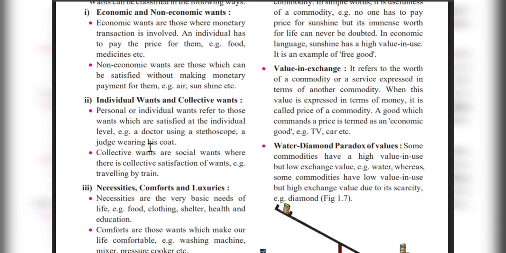Next, we have individual wants and collective wants. Individual wants mean personal wants, for example buying shoes for self-use. And collective wants are wants of society, a group of people, for example roads, railways, hospitals, buses, trains, etc.